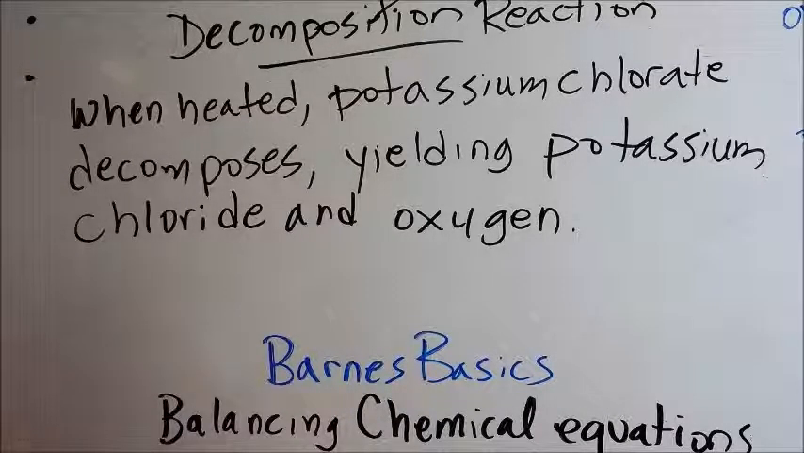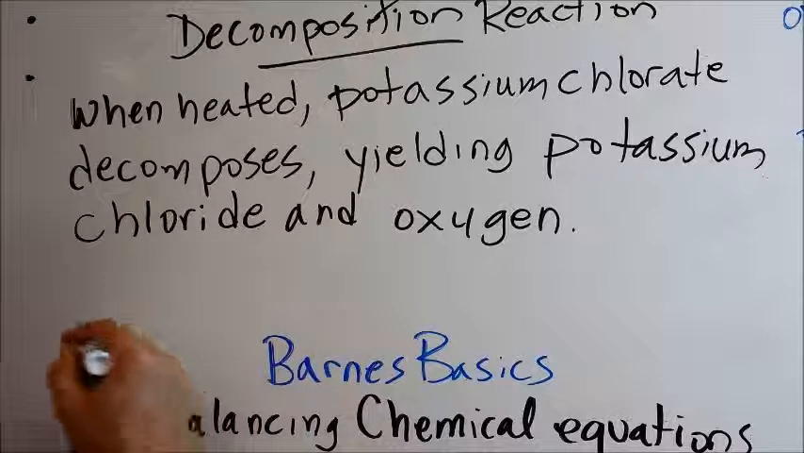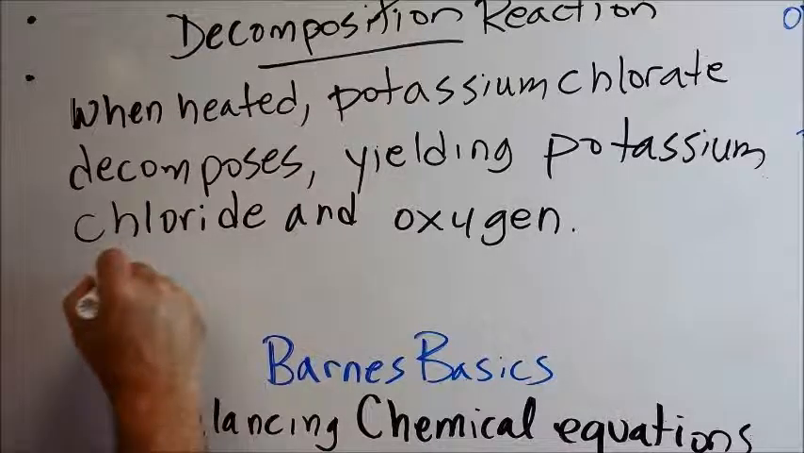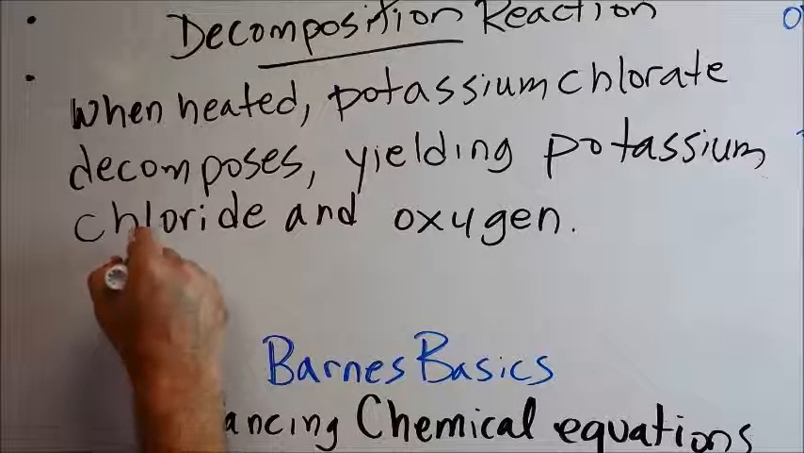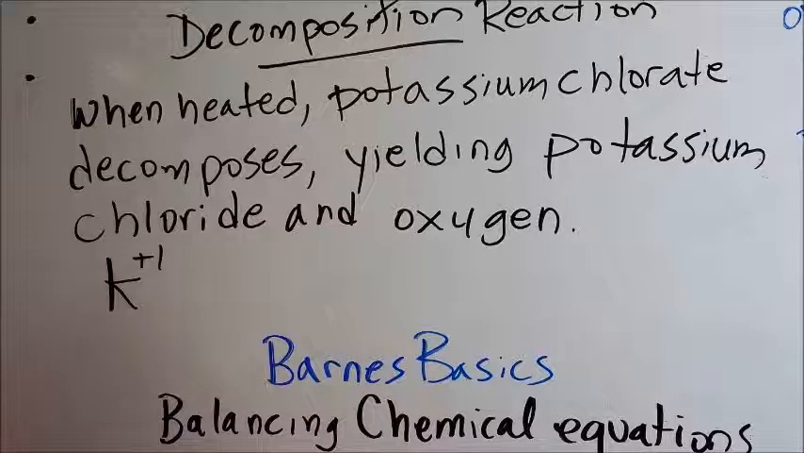Welcome to BarnesBasics, and I wanted to do a word problem involving a decomposition reaction. When heated, potassium chlorate decomposes, yielding potassium chloride and oxygen. In this reaction, we can look at a periodic chart and find the symbol for K, potassium, and since it is in group 1A, it has an oxidation number of +1.